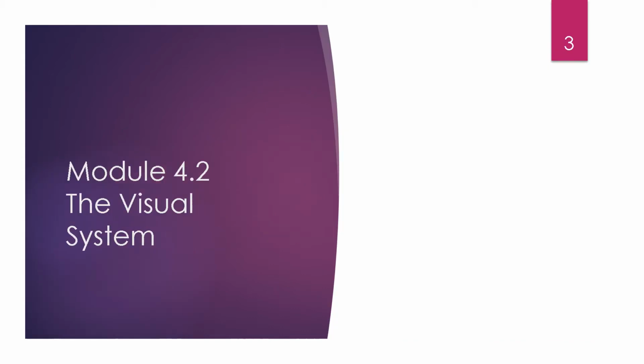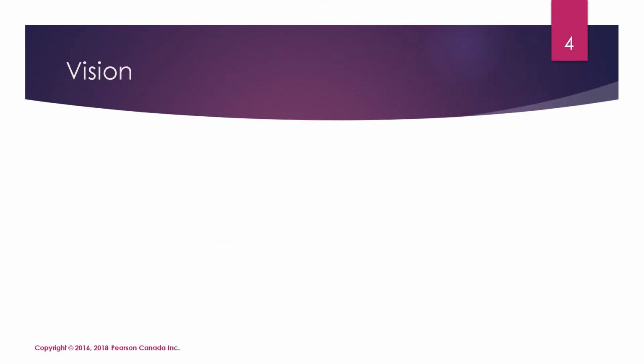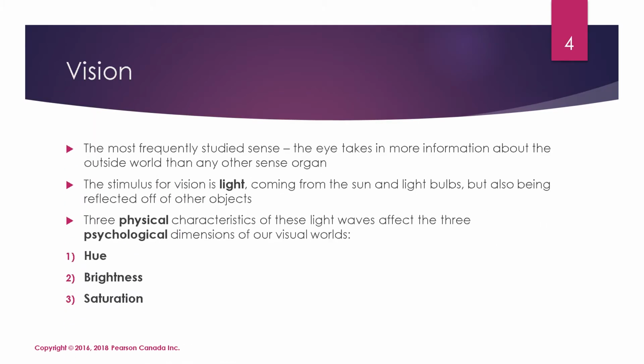Module 4.2 is the visual system. Vision is known as the most frequently studied sense, and as we know, the eye takes in more information about the outside world than any other sense organ. The stimulus for vision is, of course, light, which either comes from the sun or light bulbs, but is also reflected off of other objects.